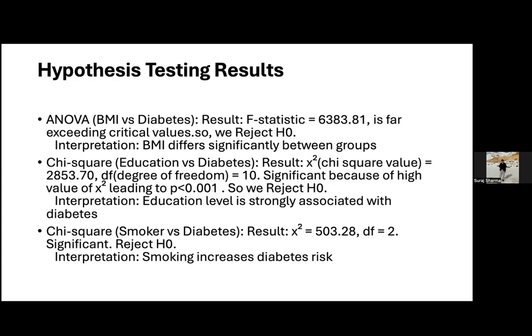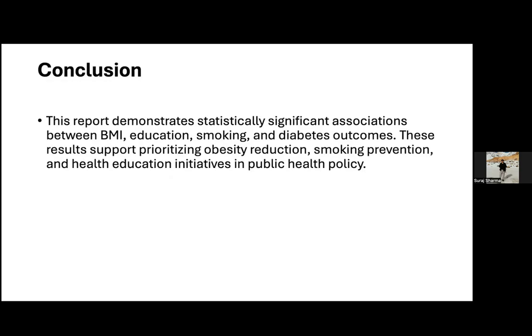Finally, for the chi-square test between smoking status and diabetes status, the chi-square value was 503.28 with 2 degrees of freedom, and the p-value was also highly significant. We reject the null hypothesis here as well, meaning smoking is associated with diabetes status. In conclusion, our results show that higher BMI, lower education level, and smoking are all strongly linked with diabetes. This finding suggests that both lifestyle factors and social backgrounds play an important role in diabetes risk.